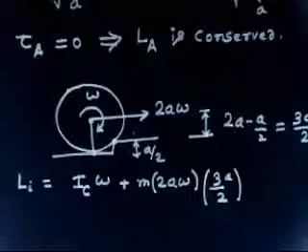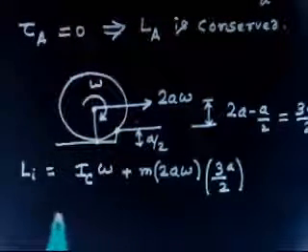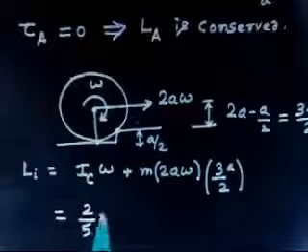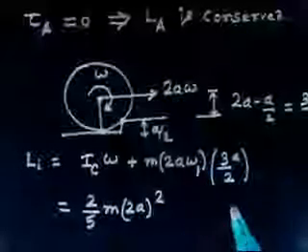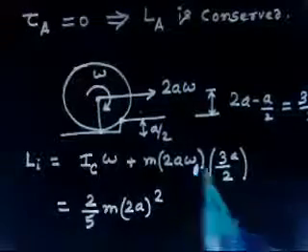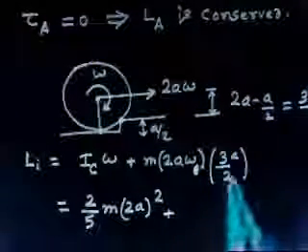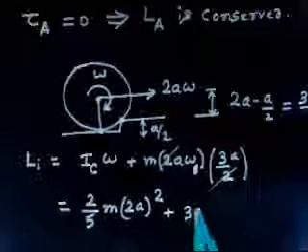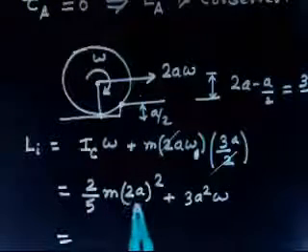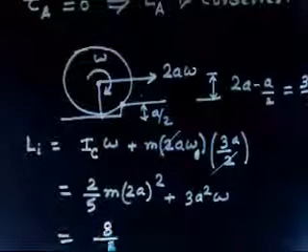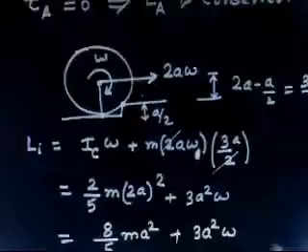And I in this case, this is a sphere. For a sphere the moment of inertia is 2 by 5 mr square. So 2 by 5 m, r is 2a in this case, and this is omega, not omega 1. So 2 by 5 mr square plus, the 2 cancels out, so 3a square omega. Are you getting? Now we have 2 by 5 into 4, so 8 by 5 ma square plus 3a square omega.